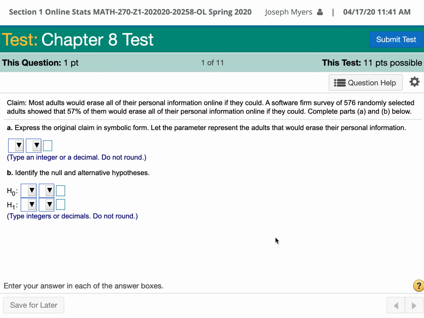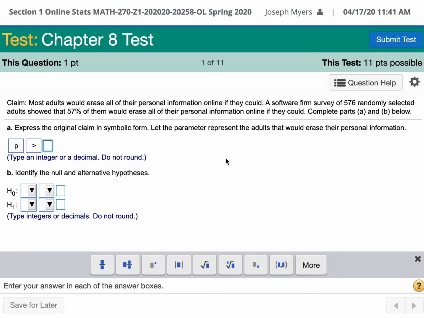The first problem is about understanding hypothesis tests. This claim says most adults would erase all of their personal information online if they could. That means more than half, right? So the original claim is saying that the proportion of adults who would erase all of their personal information is greater than 0.5. That represents the claim that most adults would erase all of their personal information online if they could.